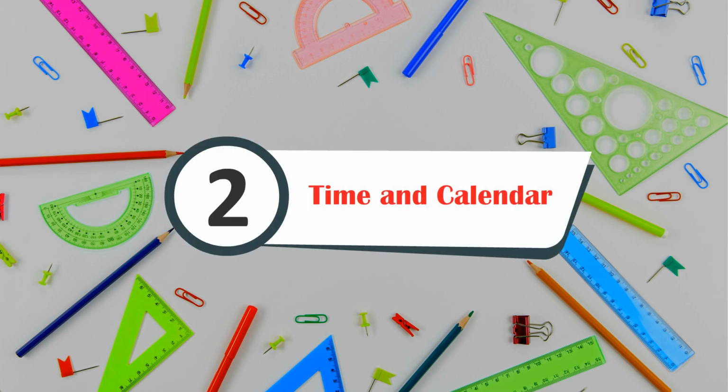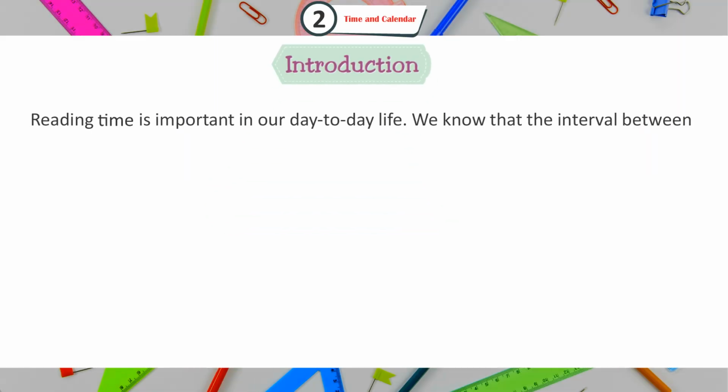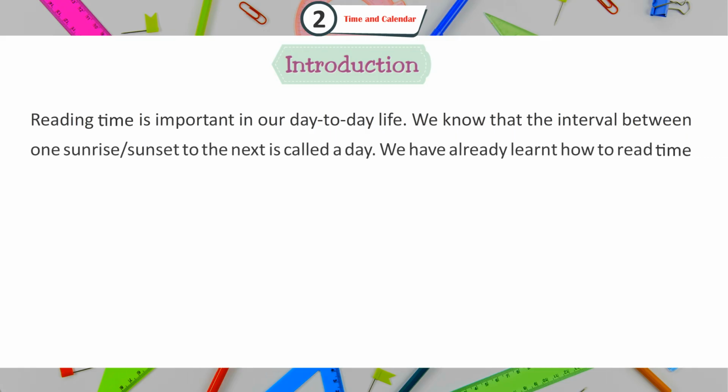Chapter 2: Time and Calendar. Introduction. Reading time is important in our day-to-day life. We know that the interval between one sunrise or sunset to the next is called a day. We have already learned how to read time from a clock. Let us revise it with a few questions.